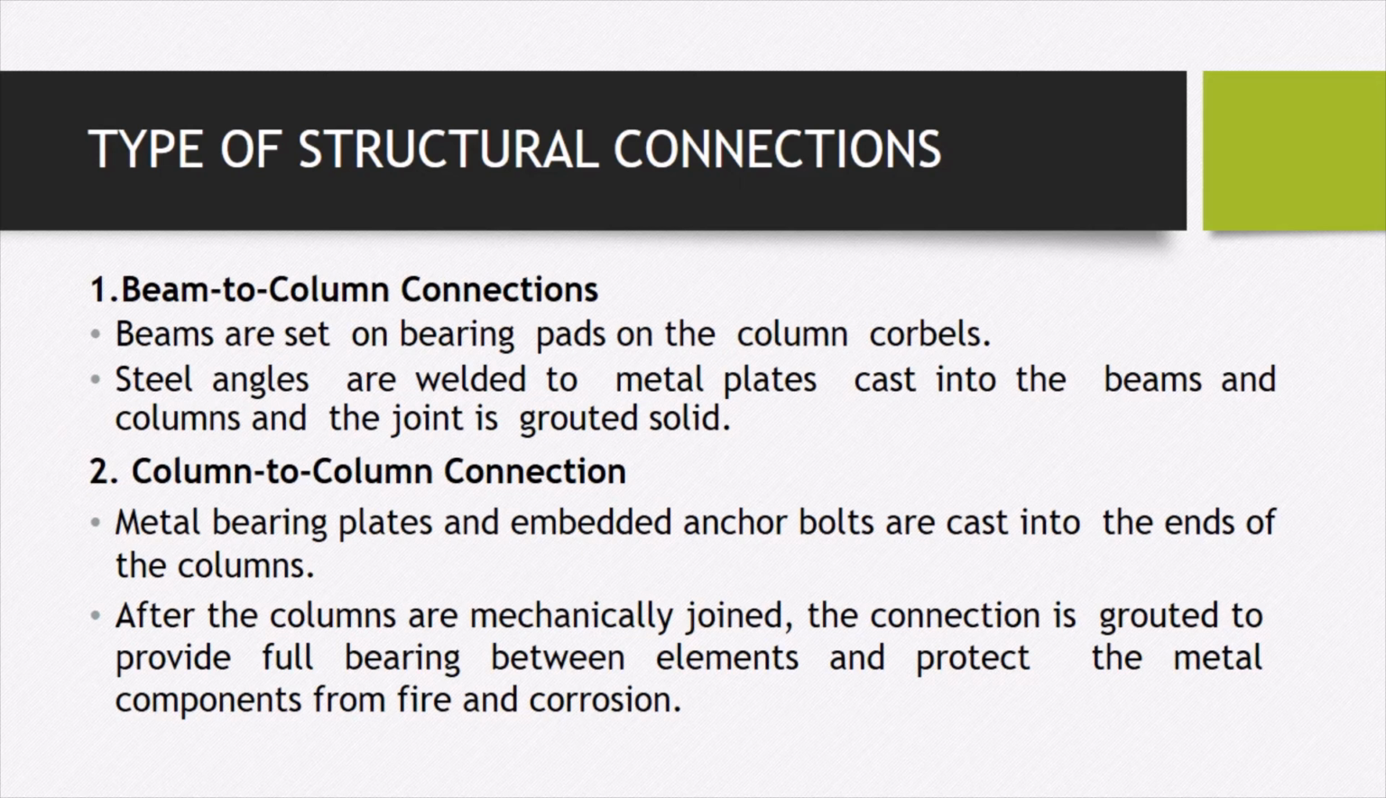And then column to column connection. Column to column connection is nothing but we use some bearing medium, as previously discussed, bearing pads. In the same way we use metal bearing plates and embed them with anchor bolts, which are cast in the end of the column. After joining the columns, the connection is grouted with full bearing between the elements, and it will be protected from corrosion and fire.